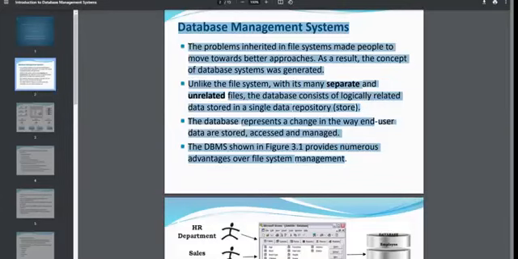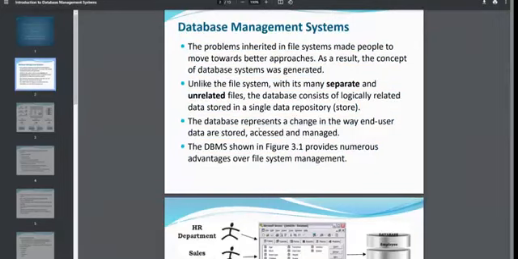Previously we discussed file management related things, and here we are discussing data management systems. Previously we discussed file management systems, and there were many drawbacks, right? But in these data management systems, there are some advantages. What are they? Centralized data and improved data management are the advantages.